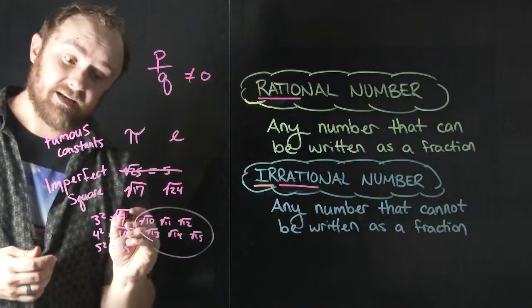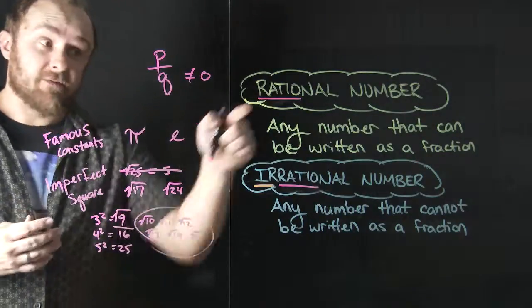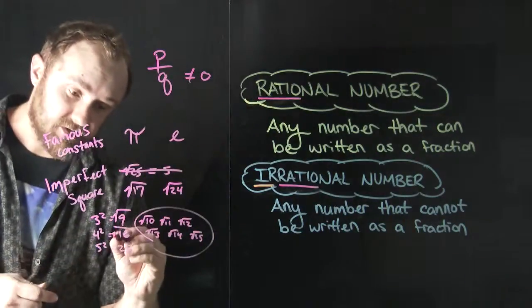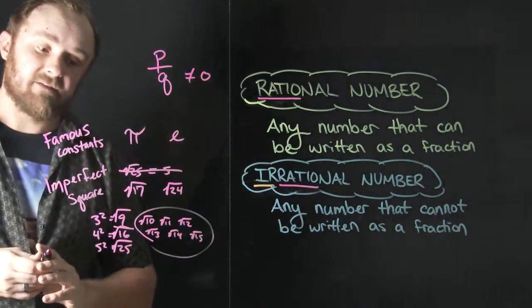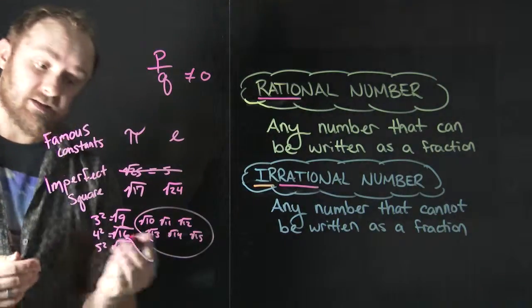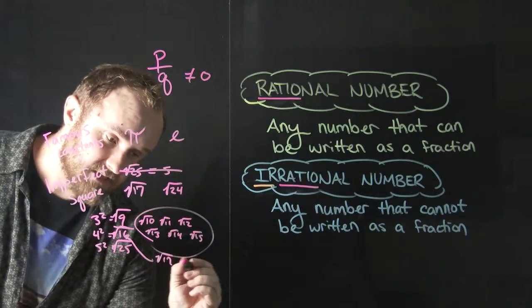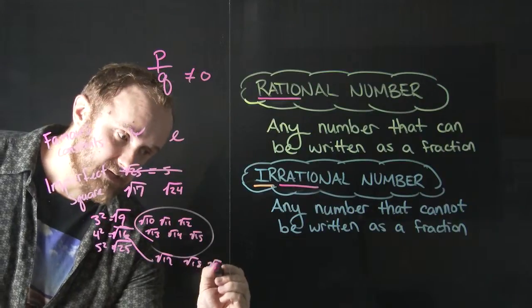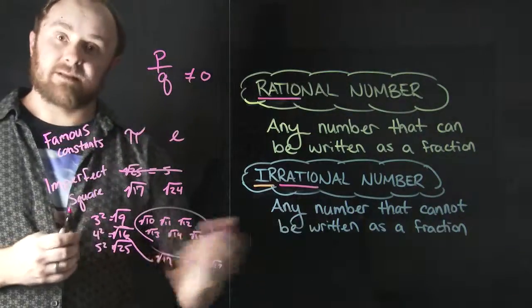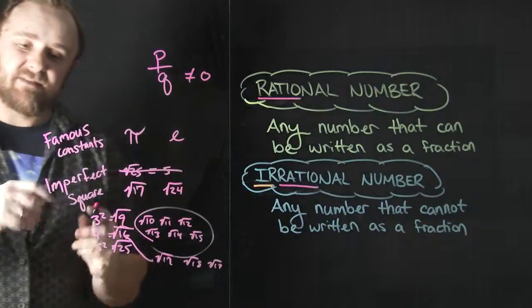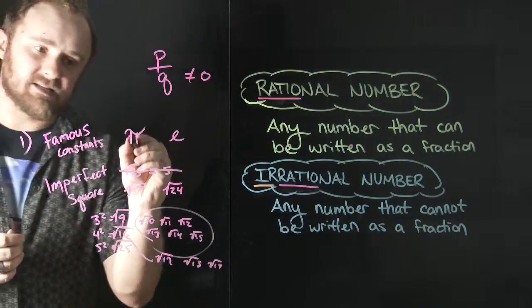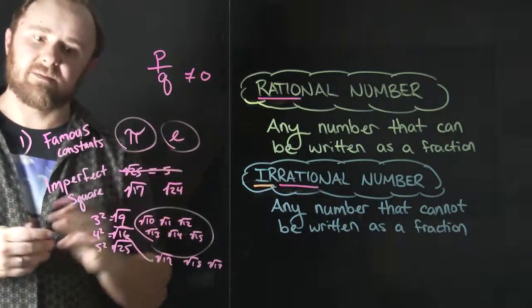The square root of 9 is a perfect square, and therefore that would be rational, just like the square root of 16 and the square root of 25. But all of the numbers in between 16 and 25, we would have the square root of 17 and 18 and the square root of 19 and so on. So we have infinitely more irrational numbers. So that's the second category. We have famous constants, and pi and e are the most famous of those.